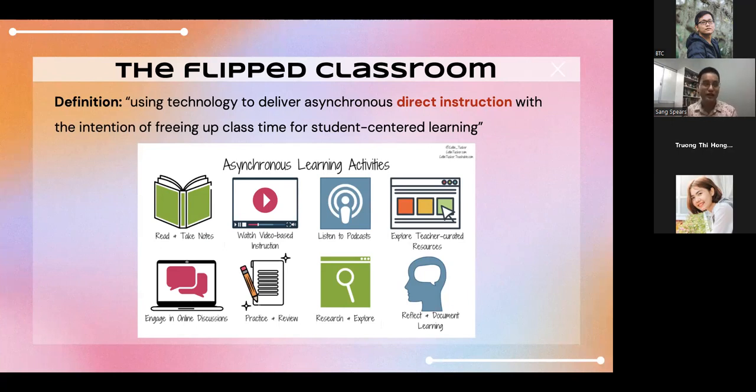Some basic content knowledge, such as vocabulary, such as format of the writing, such as the structure. You move it outside the classroom and you let the students explore it by themselves, so that when they come to class, you have more time for the production stage. So that is the very general idea of the flipped classroom.